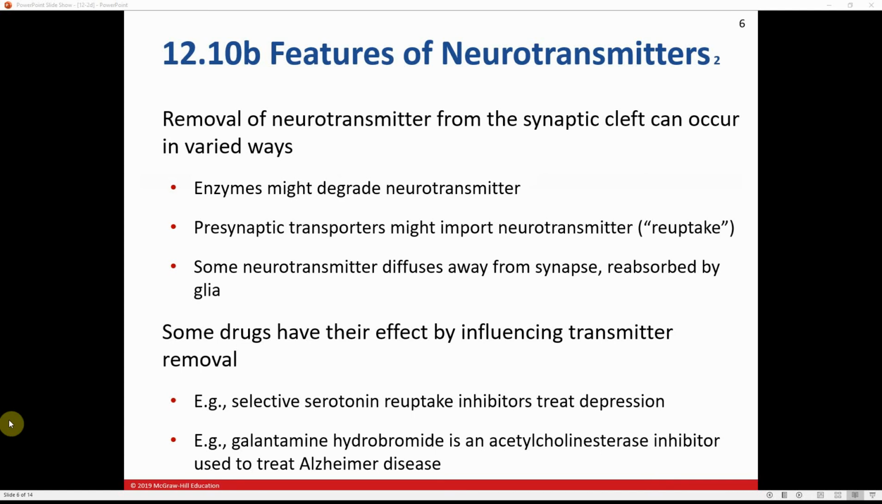All of our drugs that are psychotropic are going to affect the normal transmission of one or more neurotransmitters in certain areas of the brain. For example, selective serotonin reuptake inhibitors, or SSRIs, are used to treat depression. Selective means it is only used in certain areas of the brain, and serotonin reuptake inhibitor, so it prevents serotonin from being reuptaken and traps it in the synapse, causing it to stimulate our postsynaptic neuron again and again. Galantamine hydrobromide is an acetylcholine esterase inhibitor that we can use to treat Alzheimer's disease.